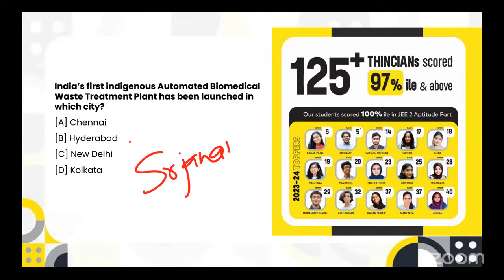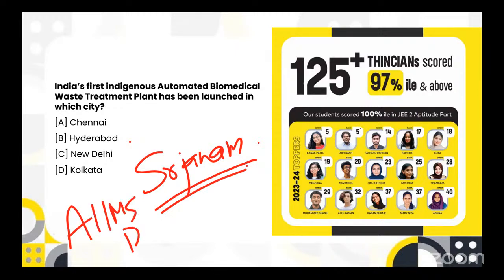This is the name, Strajanam. Okay, this is the name of the plant. This was in AIIMS Delhi, All India Institute of Medical Sciences, Delhi. So the correct answer is New Delhi. All India Institute of Medical Sciences, New Delhi.